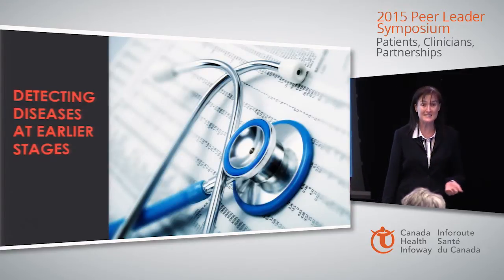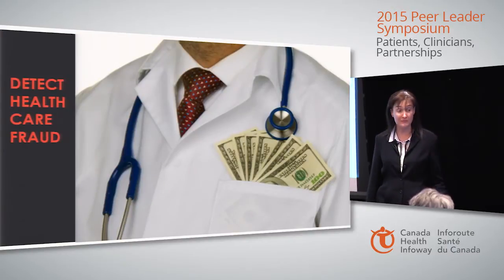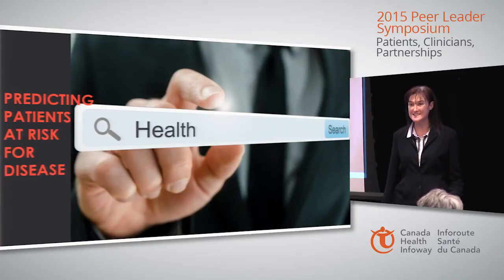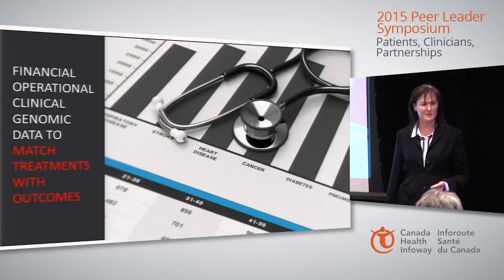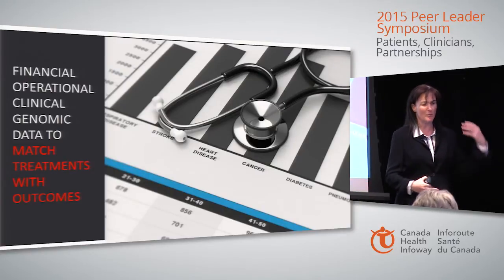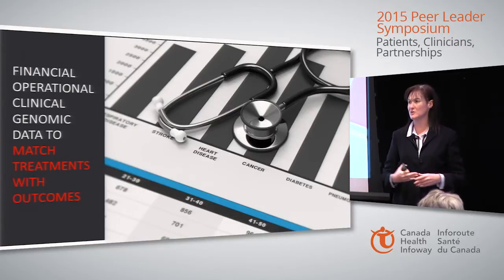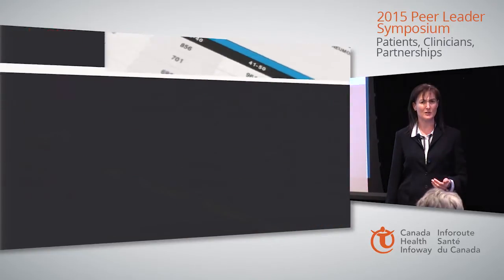So some of the things in your industry we're able to do with big data: we'll be able to detect diseases at earlier stages, we'll be able to combat or detect healthcare fraud, we'll be able to predict patients at risk for diseases. These are all incredible things that we can do with great healthcare analytics and big data. We'll be able to look at different types of financial data, operational data, clinical data, that's all out there, and match these treatments with outcomes. Incredible benefit to the patient.